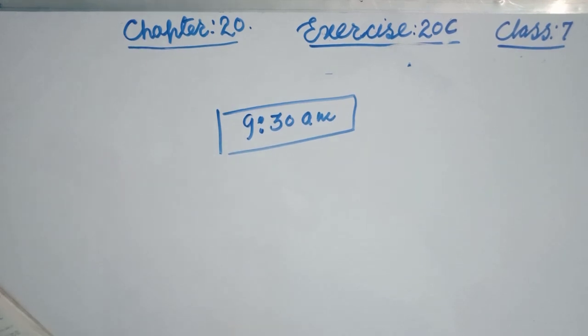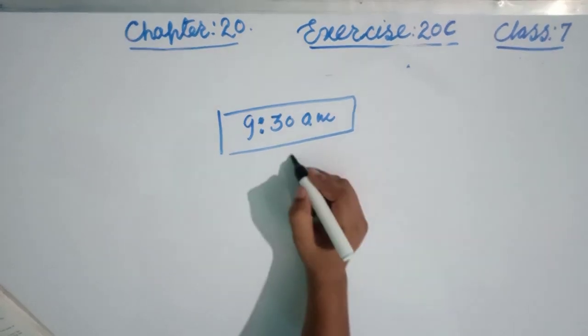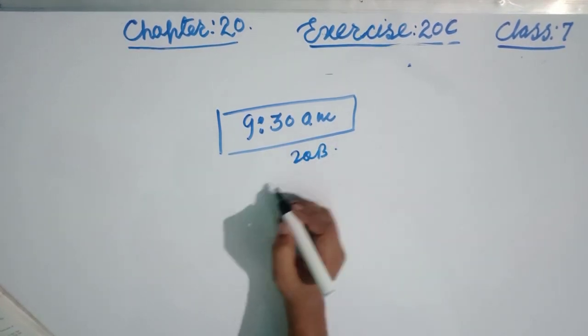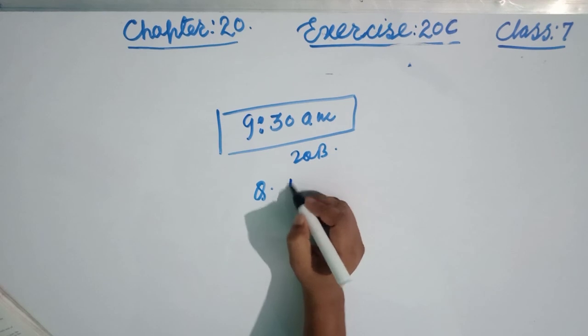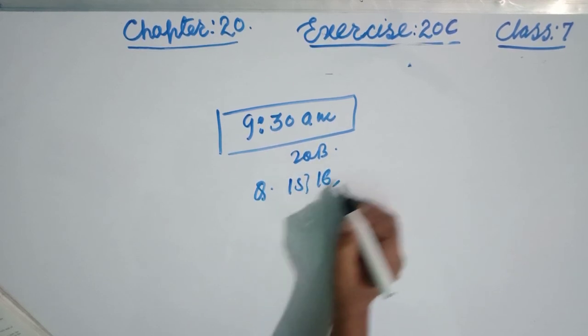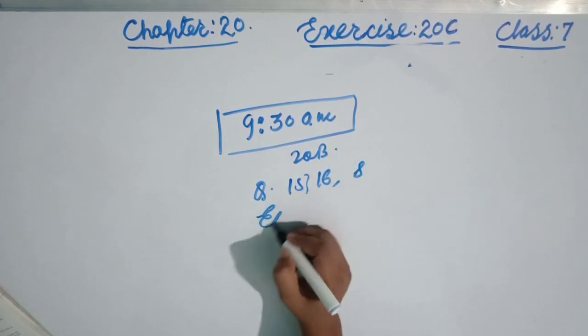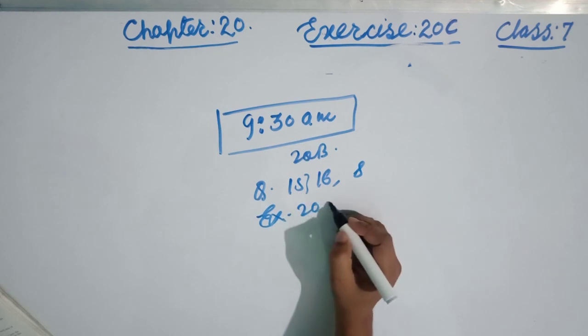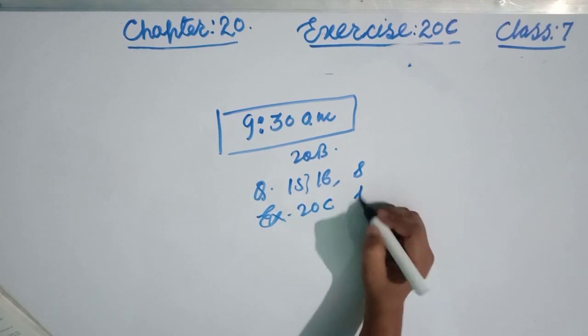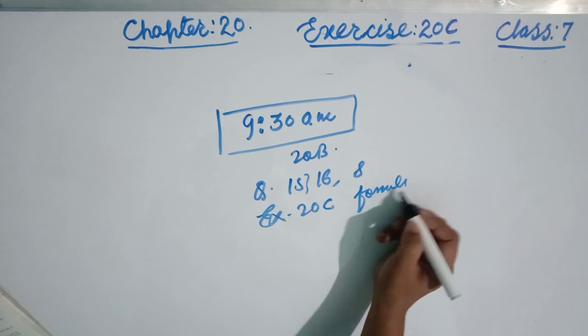Clear the doubt questions. Okay, your homework: exercise 20B, question number 15, 16, and exercise 20C formulae. Okay, and some examples.